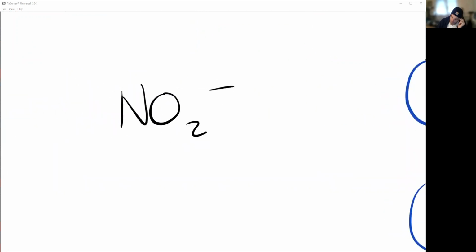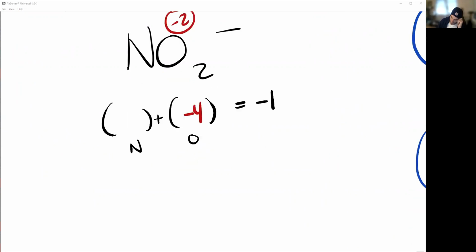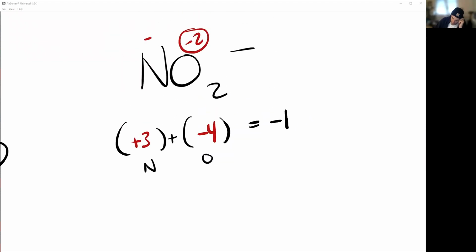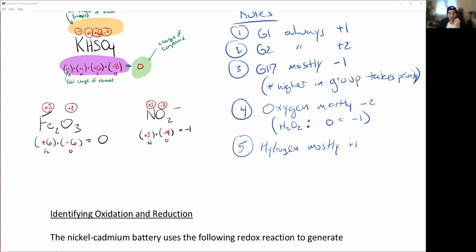So NO2 minus. We know the whole thing is going to have a -1 charge. We know, again, the individuals. I have to identify oxygen. I have to identify nitrogen. So we know oxygen has a -2 charge, and there are 2 of them, so a -4 altogether. In order to make that math true, nitrogen has to be +3. There's only 1 nitrogen, so it gets a +3 charge. Okay, so hopefully that helps, and reminds you of how that stuff is done.